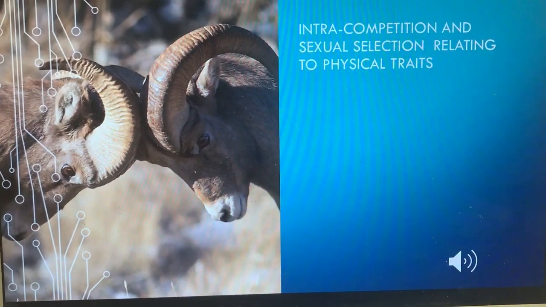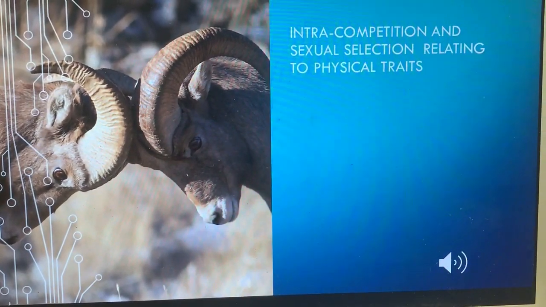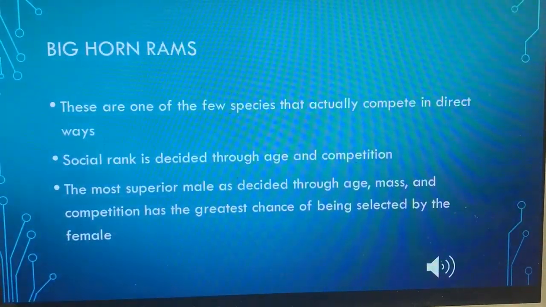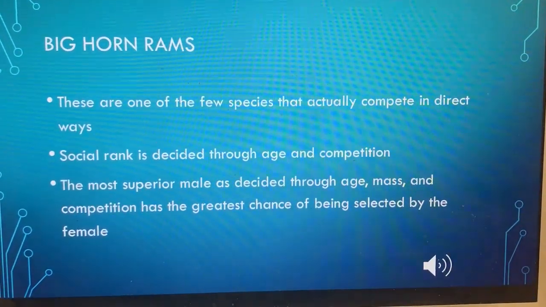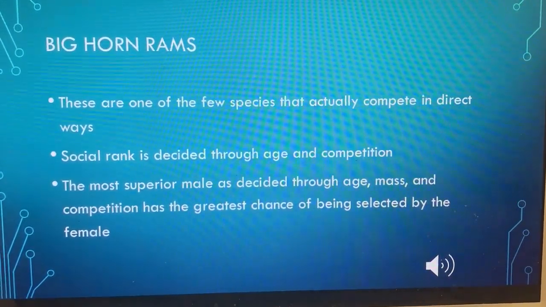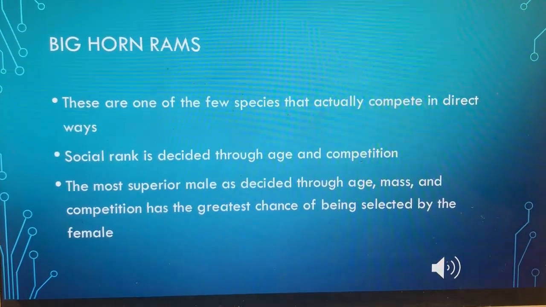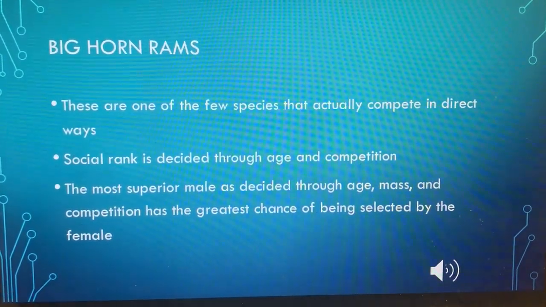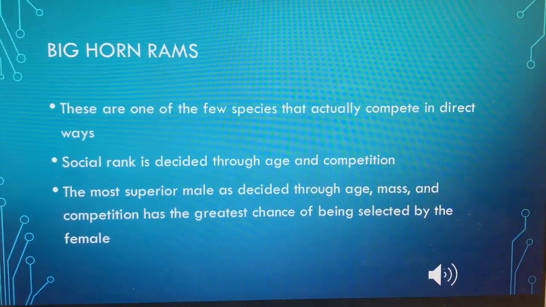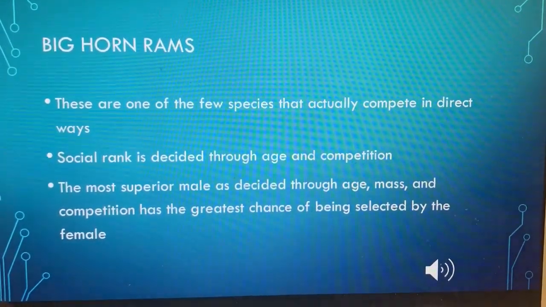Now let's look at direct intercompetition that is relating to physical traits. Bighorn rams are one of the few species that actually compete in direct ways in order to find a mate. Social rank is decided through age and by times competition. The most superior male, decided through age, mass, and competition, has the greatest chance of being selected by the female.